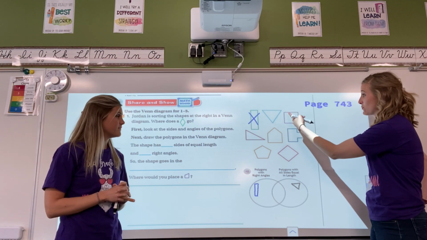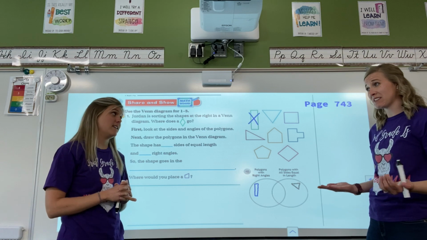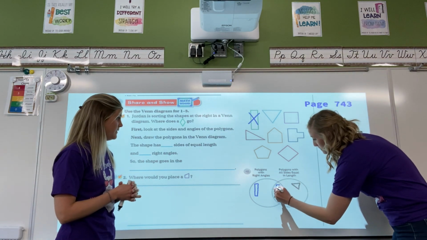Okay, so the next one I'm looking at. Well, I see right angles right away. And I see all the same sides. It has to go in the middle, right, Miss Puzzle? Yep, if it has both, it goes in the middle.